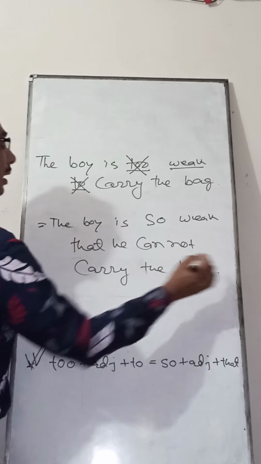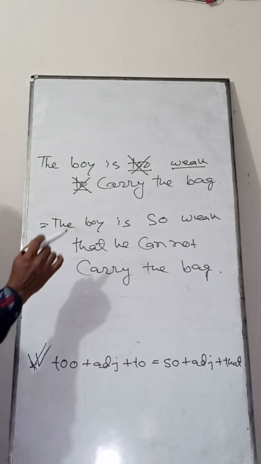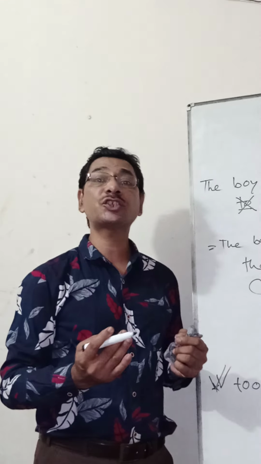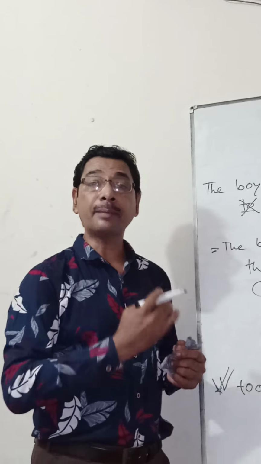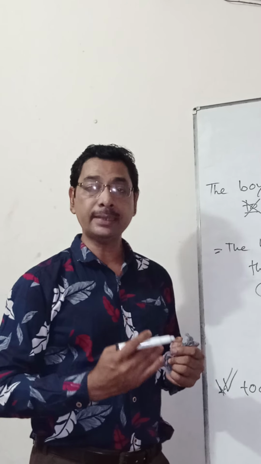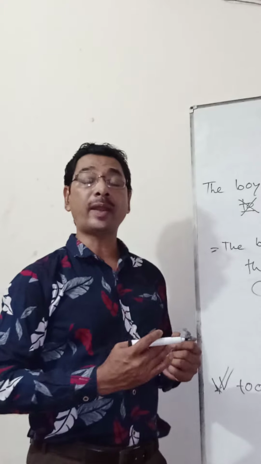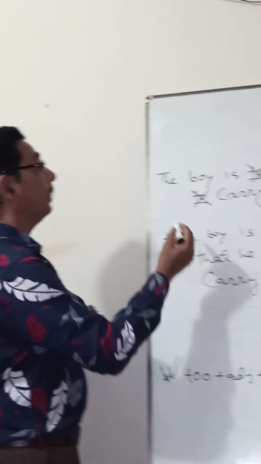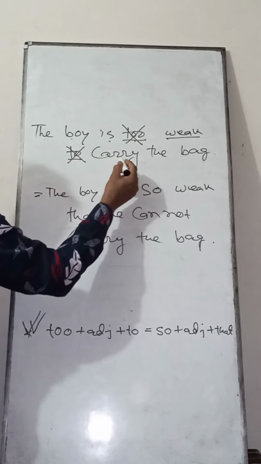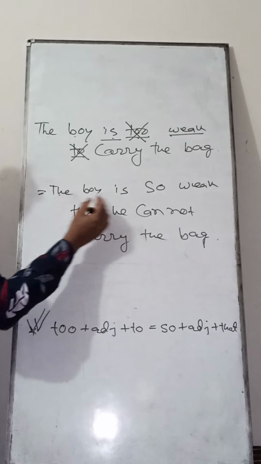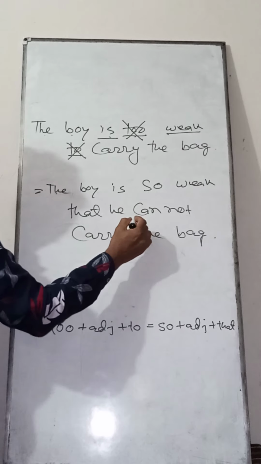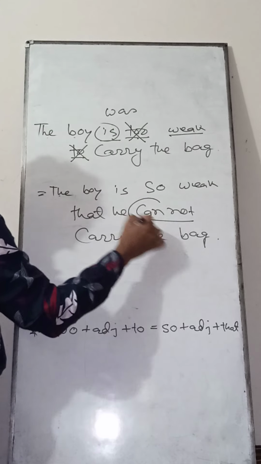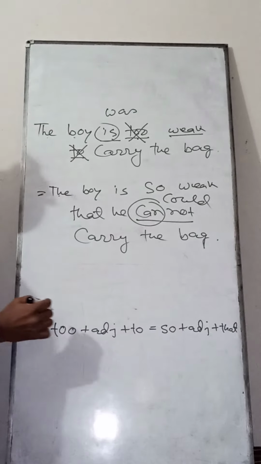the bag. Okay, but here you see, if you find a sentence with so, then you have to complete the second part of the sentence, subject plus can or could plus verb. If you find present tense, you have to write can, and if you find past tense, you have to write could. You see, the boy is too weak to carry the bag. This is the present tense. So the boy is so weak that he cannot. And if you find the boy was, then you have to write could. Okay, this is very easy.